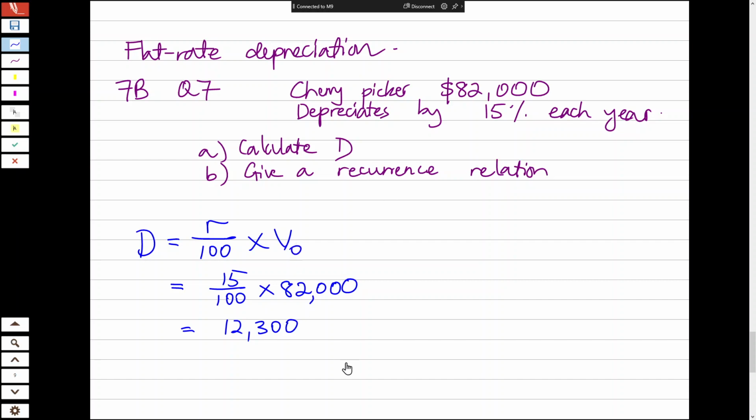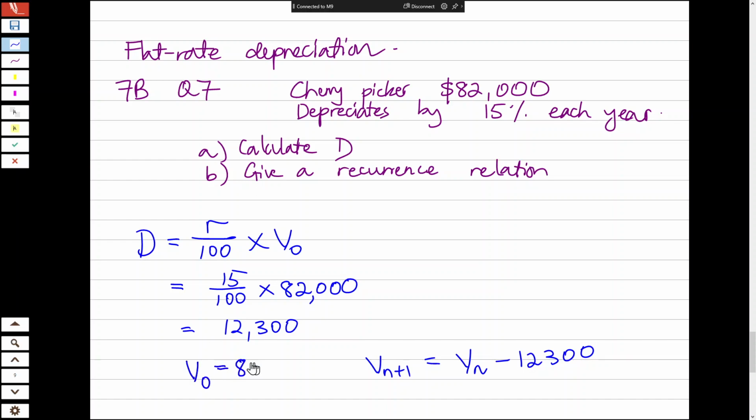All right, so we've got D. Now we need a recurrence relation. Jason, what do you think? Just answer the question. Give me a recurrence relation to model this situation. Vn plus 1 equals Vn minus D. Okay, so let's put the number in. Okay? And Taylor? What is... Speak up.